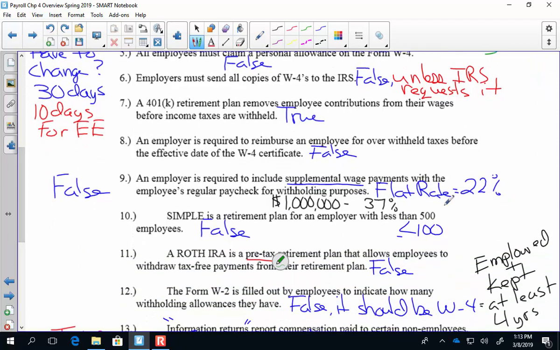You've got your flat rate here at 22% on bonuses. But remember, there's also a $1 million rule that if you get a $1 million bonus, not that we're ever going to get one, then you have to change the rate from 22 to 37. So some unique things here.